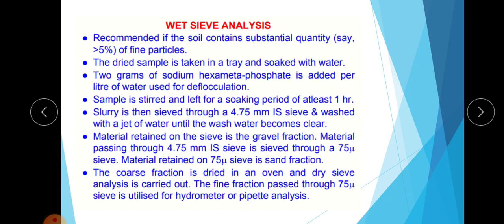And for the fine fraction which is passing 75 micron, we are using hydrometer or pipette analysis, that I will discuss later. For the soil which is passing 75 micron, that is the size less than 75 micron, we usually do hydrometer analysis or pipette analysis, and for the sand fraction and gravel fraction we do sieve analysis.